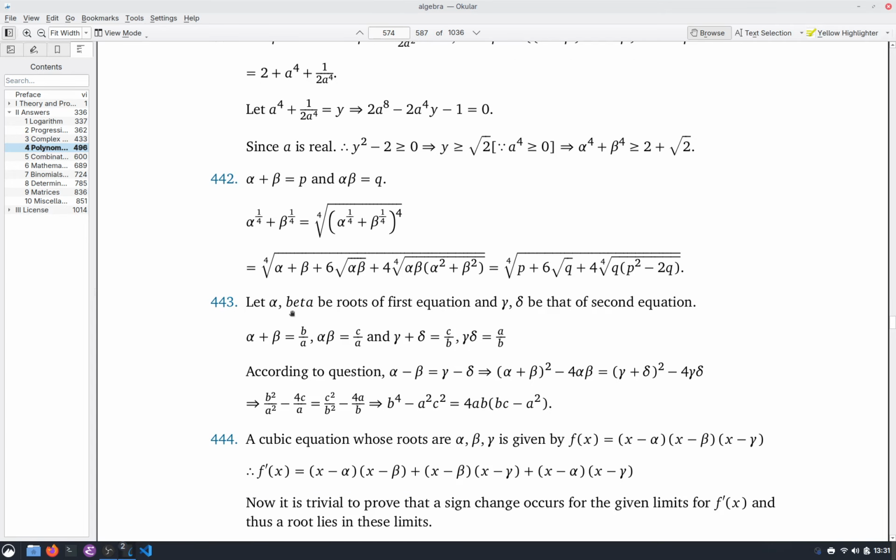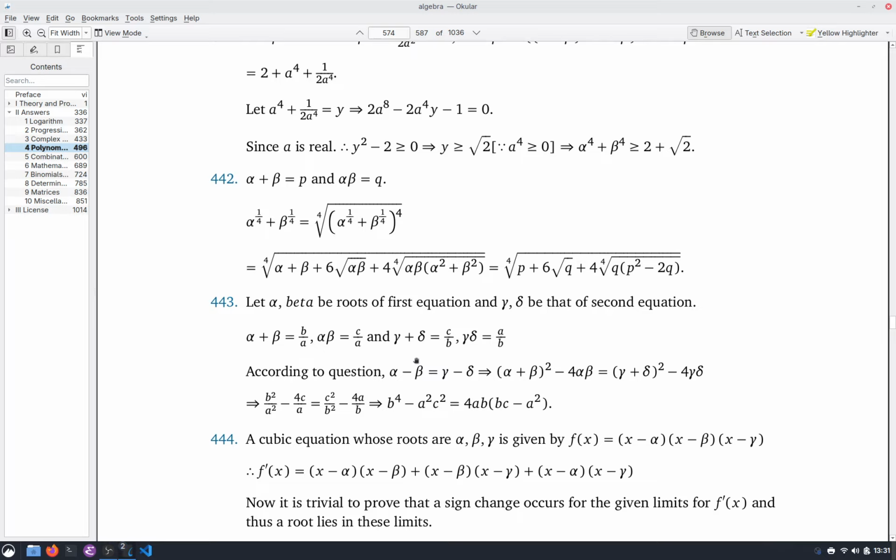So we let alpha, beta (this should be backslash beta, it's a symbol) be the roots of the first equation, and gamma, delta be the roots of the second equation. Then alpha plus beta is equal to -b/a, alpha beta is equal to c/a, gamma plus delta is equal to -c/b, and gamma delta is equal to a/b.